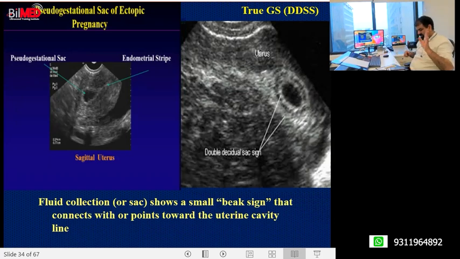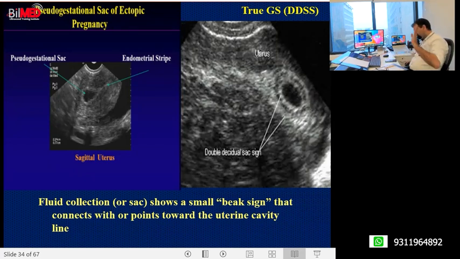Now the point is, if I am able to see this tapering toward the cervix, is it boosting my diagnosis that I am dealing with a pseudogestational sac? Yes. Now, what is this tapering called? This is called the dash dash sign. What is that sign? Anybody? Yes, Dr. Asha. Good. Beak sign. Dr. Ujwala, beak sign. Very good.